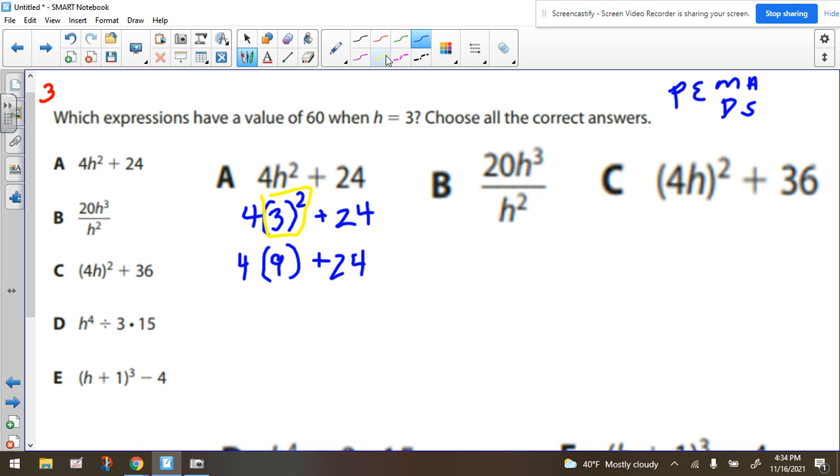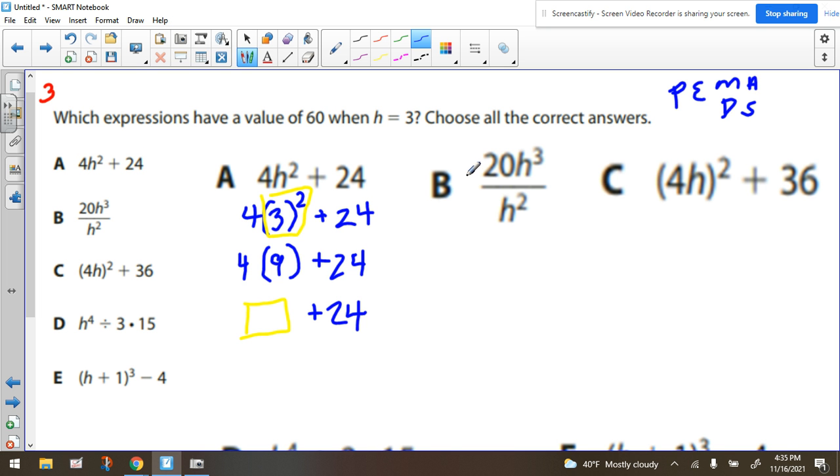All right, so on your piece of paper, you're going to show what 4 times 9 is. I'm going to leave an empty yellow box. You'll come up with that number, and then we're going to add 24 to it. And when you add 24 to it, you're going to see if you get 60. So if you do, then you're going to choose that and put yes next to it.